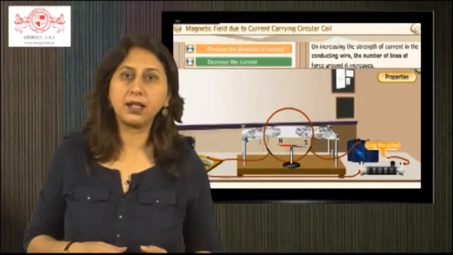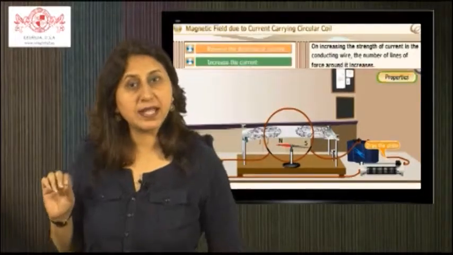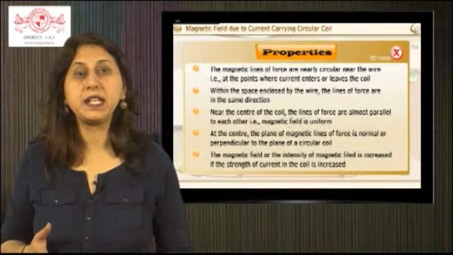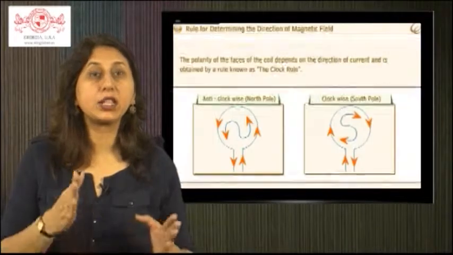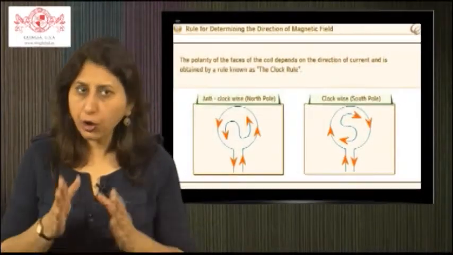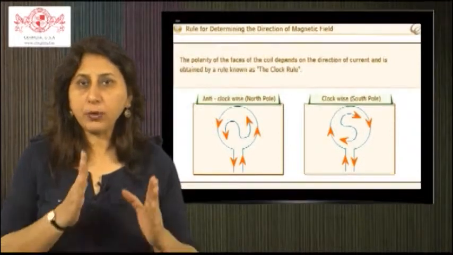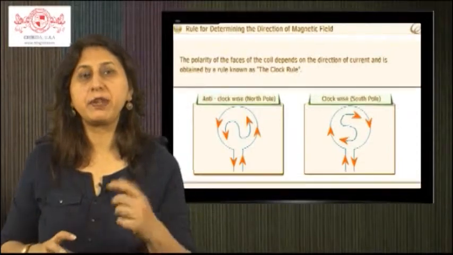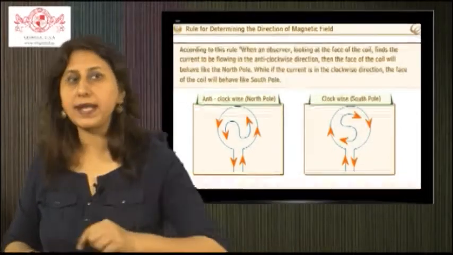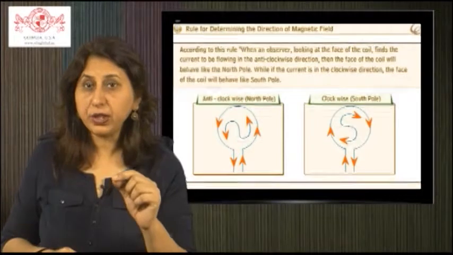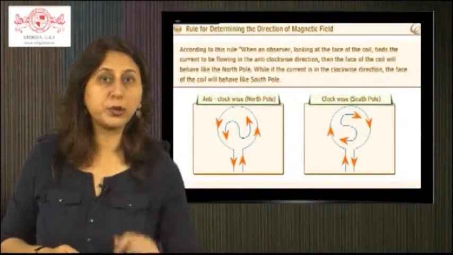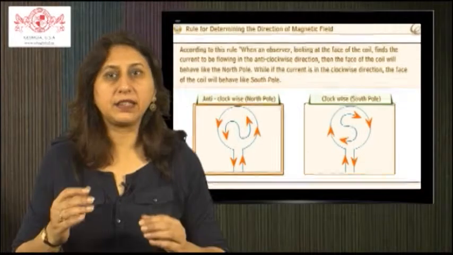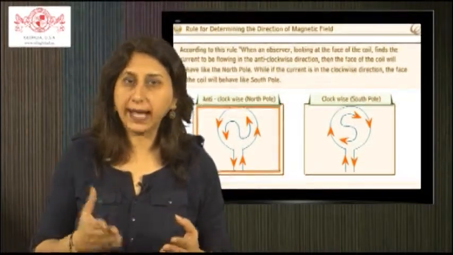The magnetic field or the intensity of magnetic field is increased if the strength of current in the coil is increased. The polarity of the faces of the coil depends on the direction of current and is obtained by a rule known as the clock rule. According to this rule, when an observer looking at the face of the coil finds the current to be flowing in the anti-clockwise direction, then the face of the coil will behave like the north pole. While if the current is in the clockwise direction, then the face of the coil will behave like the south pole.